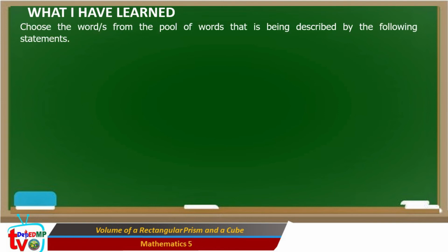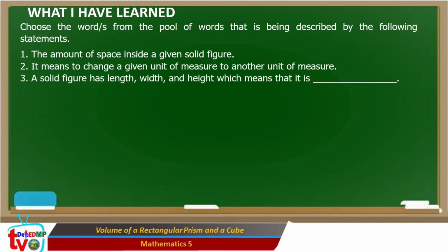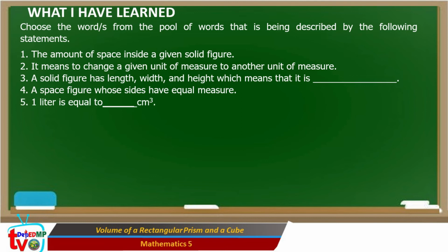Choose the word or words from the pool of words that is being described by the following statements. 1. The amount of space inside a given solid figure. 2. It means to change a given unit of measure to another unit of measure. 3. A solid figure has length, width, and height, which means that it is blank. 4. A space figure whose sides have equal measure. 5. 1 liter is equal to blank cubic centimeters.